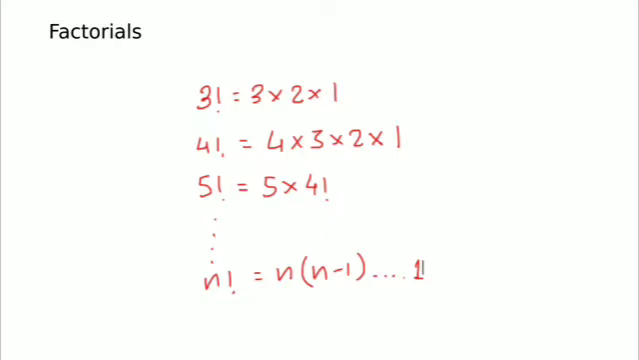So if I say 3 factorial, then it basically means that I'll start from 3 and reduce the value one by one, meaning 3 into 2 into 1. For 4 factorial, it's 4 into 3 into 2 into 1. For 5 factorial, it's 5 into 4 into 3 into 2 into 1, which I have not written. I have replaced it with 4 factorial.